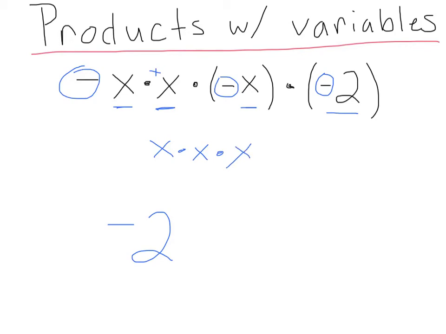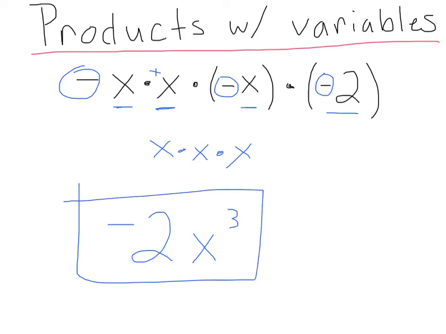Now if we go back to our exponent rules, when we have the same number multiplied by itself different times, we count up the number of times it's multiplied by itself, and that is going to be our exponent. So in this example, my base is x, and I'm multiplying it by itself 3 times, so my exponent is going to be 3. Therefore, our answer is negative 2 times x cubed.